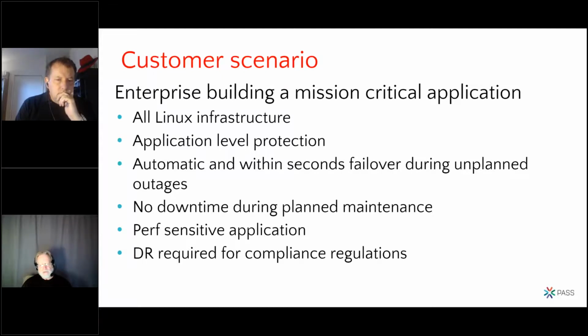Automatic and within seconds failover during unplanned outages. So something happens that you weren't planning for, you want it within seconds to be back online. No or extremely little downtime during planned maintenance. So again, the situation where you're applying patches, you're doing updates, you shouldn't take extended outages for that. The application is perf sensitive, and for compliance reasons, you have DR requirements. You have to be able to guarantee that even if the whole site goes down, you still have access to your application and your data.